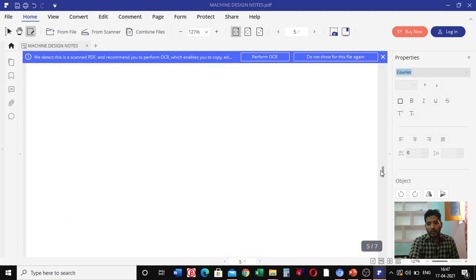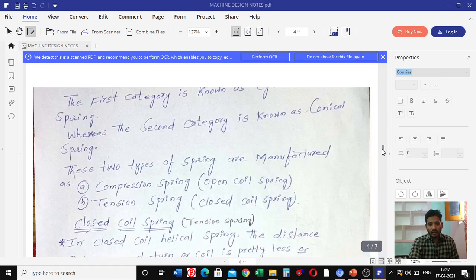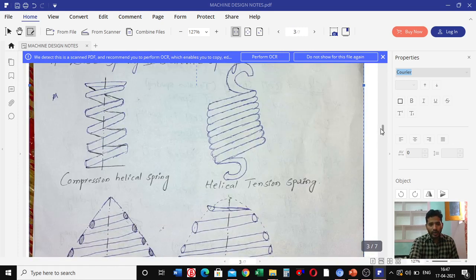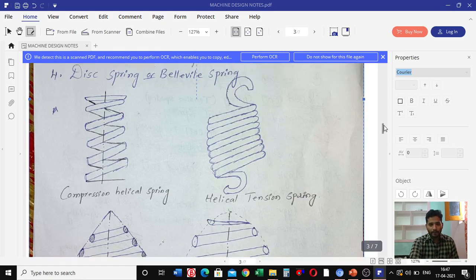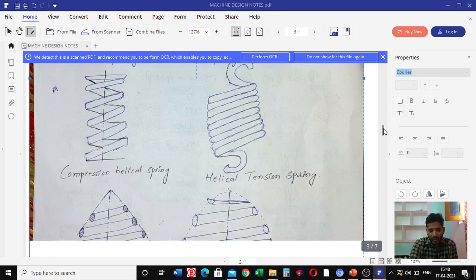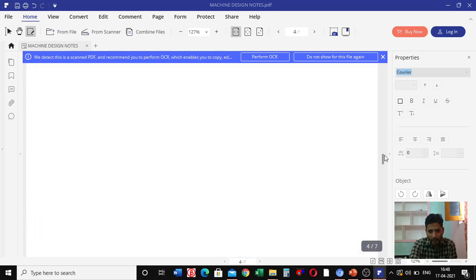And the fourth one we are going to discuss is the disc spring, or we can say bevel spring. Is it right? The disc spring is one type of conical shape. See the figure, then you can easily understand.